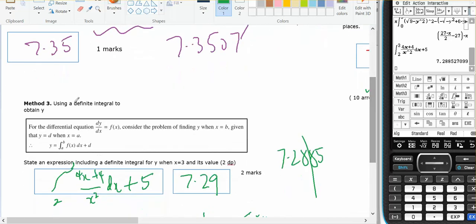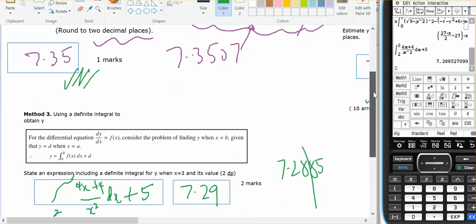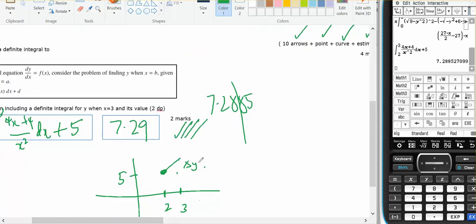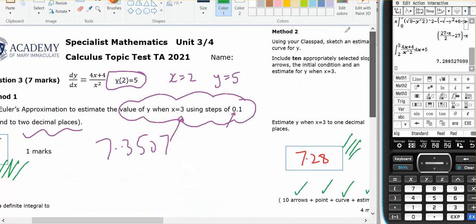So 7.35 using Euler's approximation, 7.28 using slope fields, and 7.29 rounded to 2 decimal places are the three values for y in question number 3.